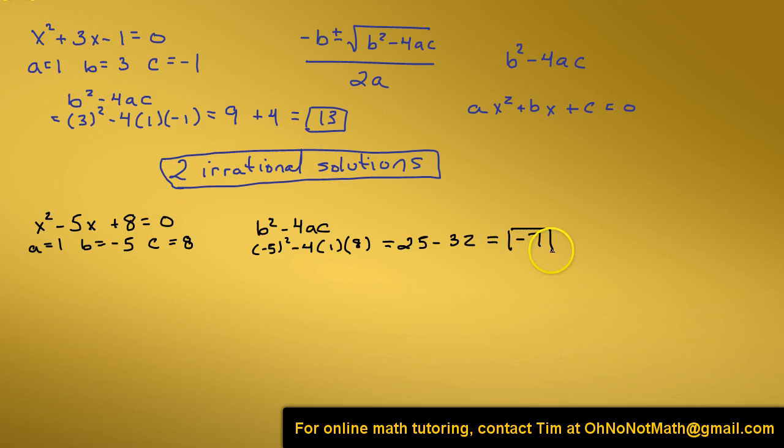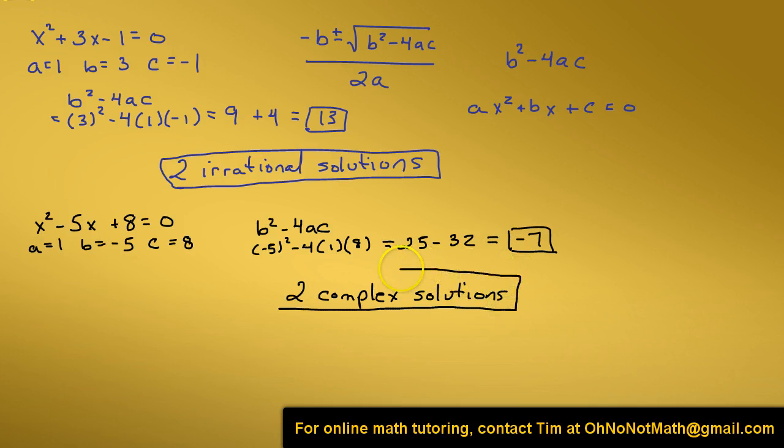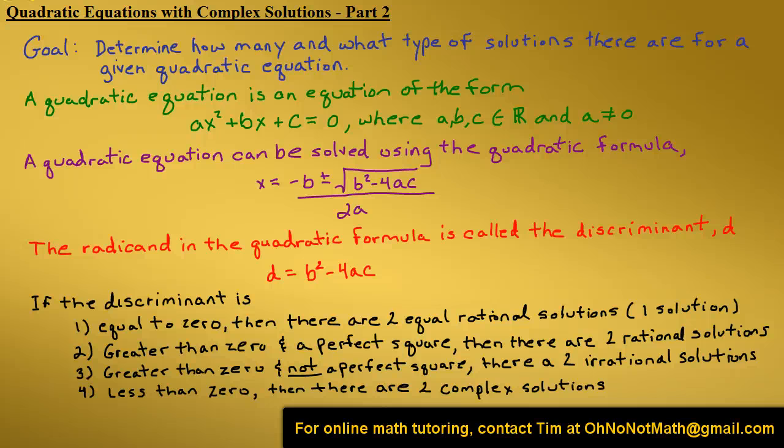So our discriminant is negative. Therefore, we have two complex solutions. And again, that's what we were trying to find out. Just to go back, number 4 was if it's less than 0, then there are two complex solutions. So let's do one more example.